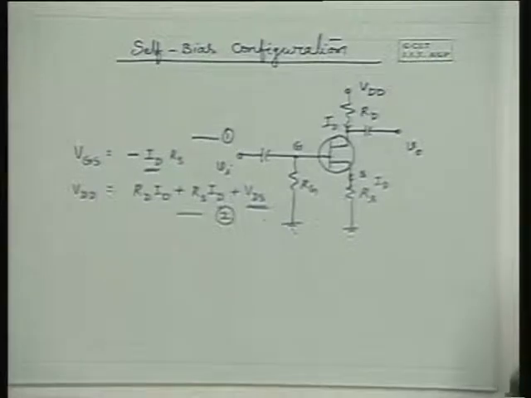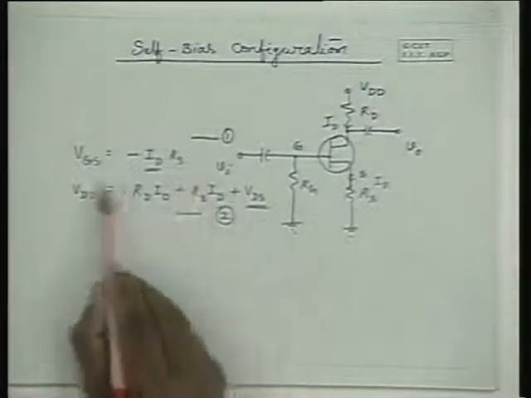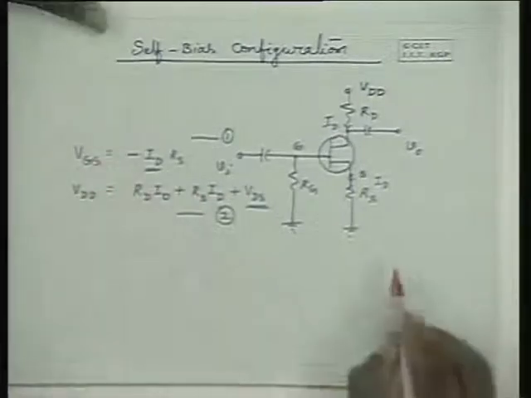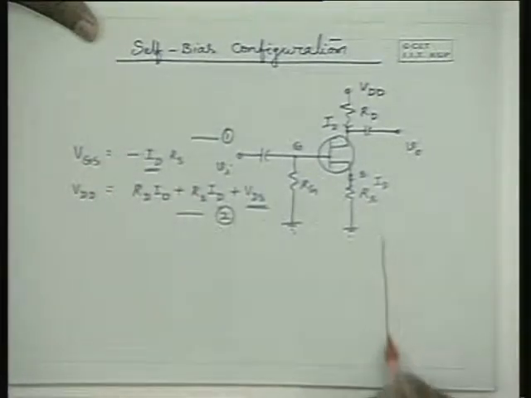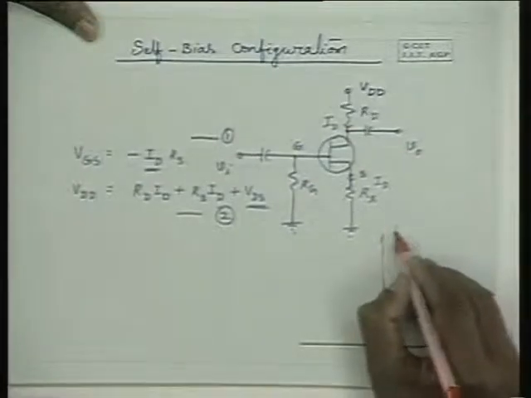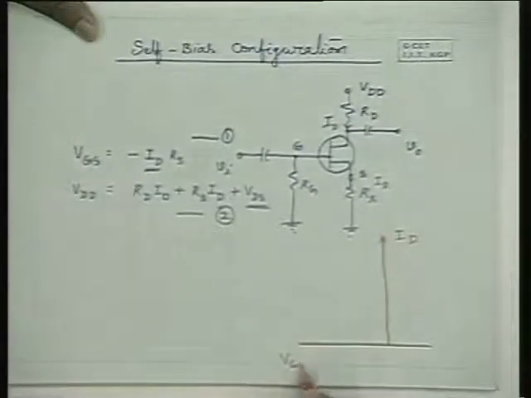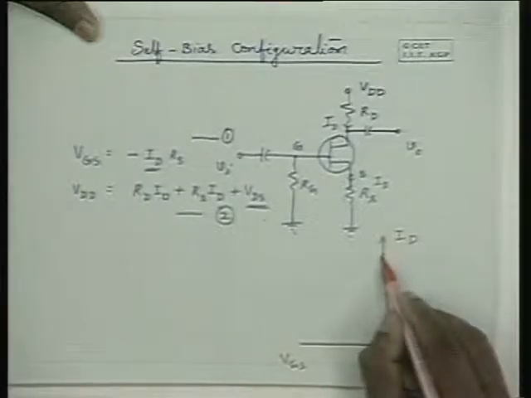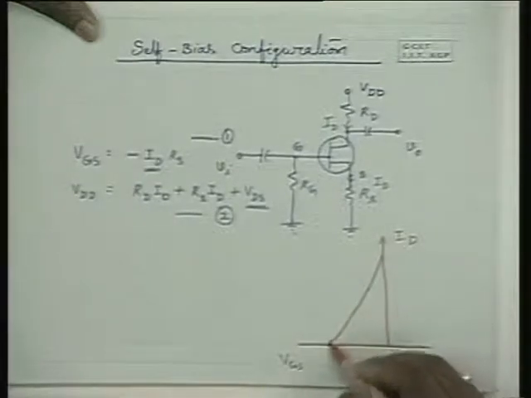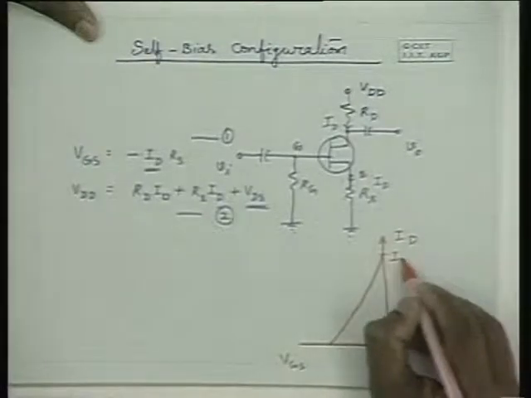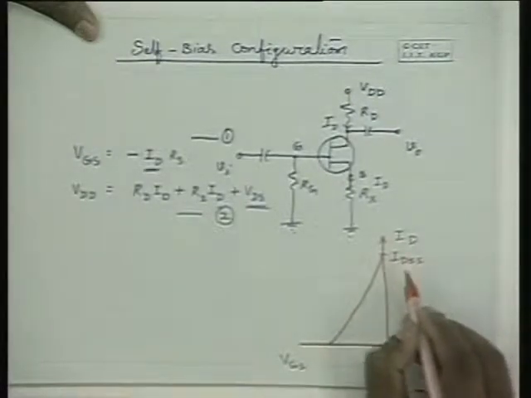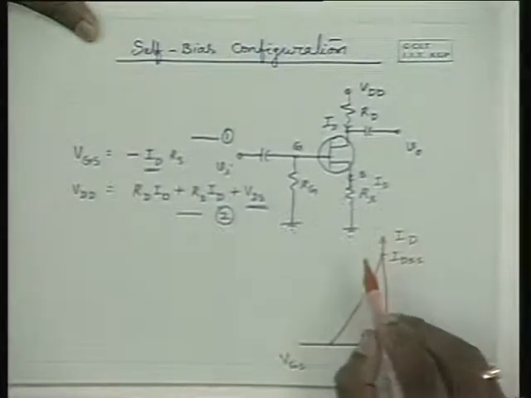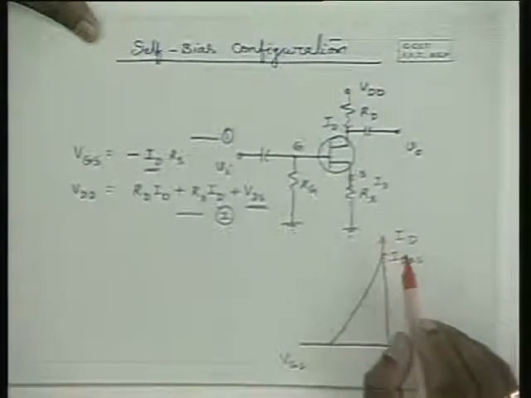Now let us try to solve this equation graphically, using the transfer characteristics. The transfer characteristics is between ID and VGS, as you know, and it is a square law characteristic, something like this, and this is IDSS. When we design, we take the typical characteristics out of the whole transfer characteristics with all that variation, because that is the most likely characteristics for the device.